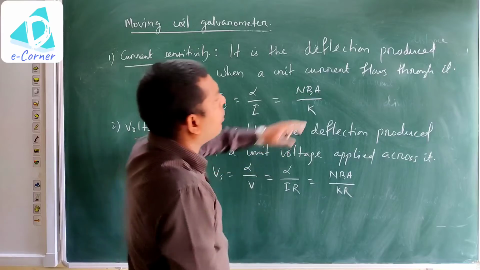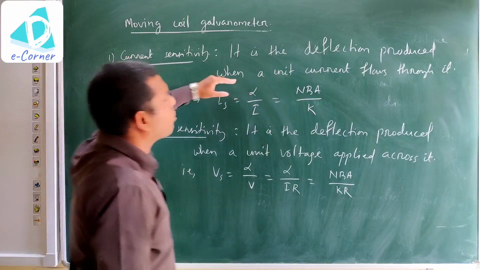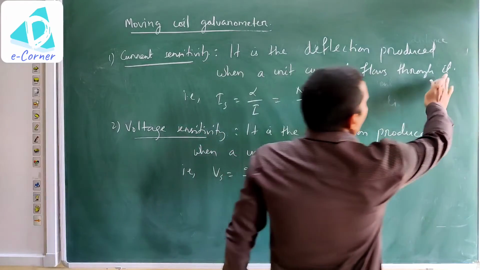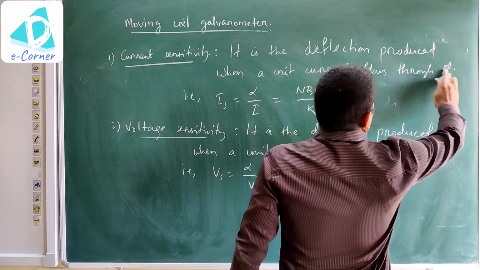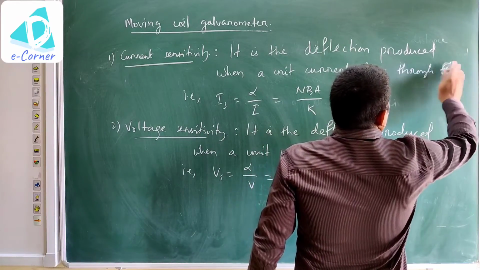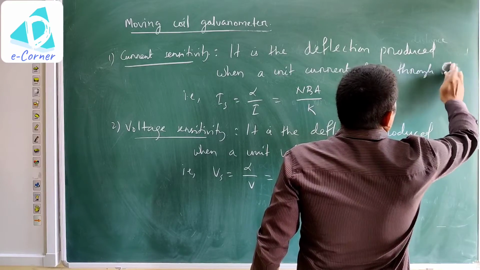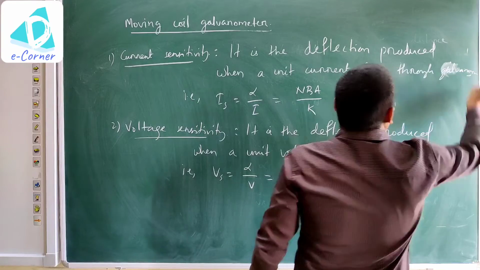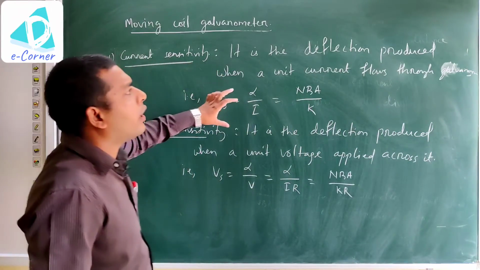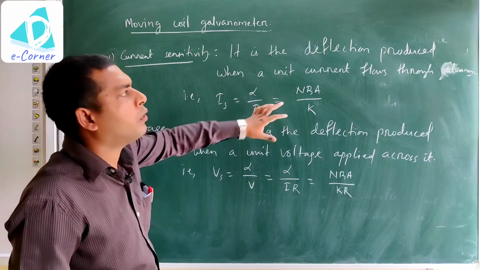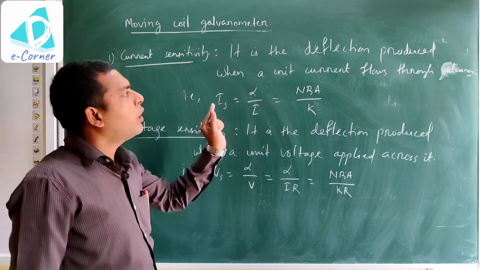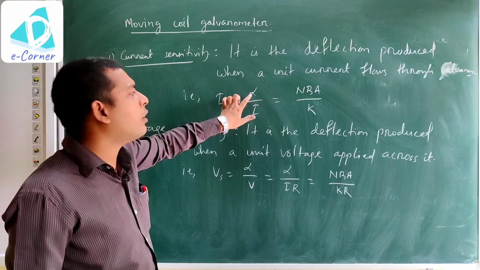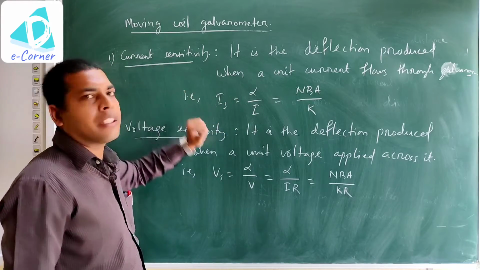It is the deflection produced when a unit current flows through the galvanometer. Okay. So it is the deflection produced when a unit current flows through the galvanometer. जब unit current flows करेगा, what is the deflection produced inside the galvanometer? That is the current sensitivity.